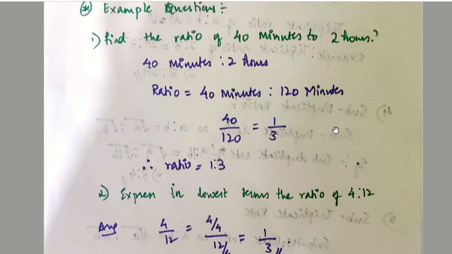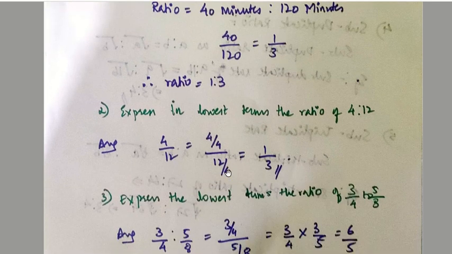Find the ratio of 40 minutes to 2 hours. So 40 minutes is to 2 hours. 2 hours can be converted into minutes, because both the quantities should be of the same kind or same units. So 2 hours is equal to 120 minutes. So 40 minutes is to 120 minutes. 40 divided by 120 is equal to 1 by 3. So the ratio is 1 is to 3.